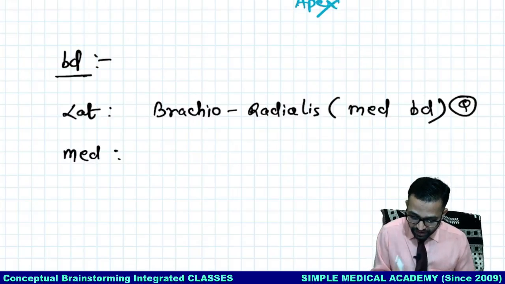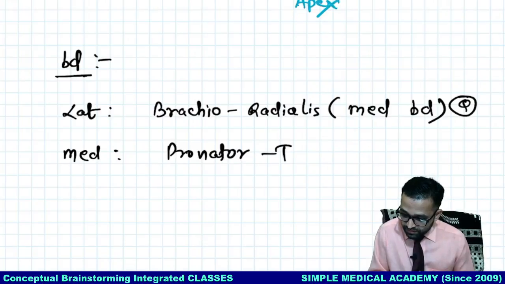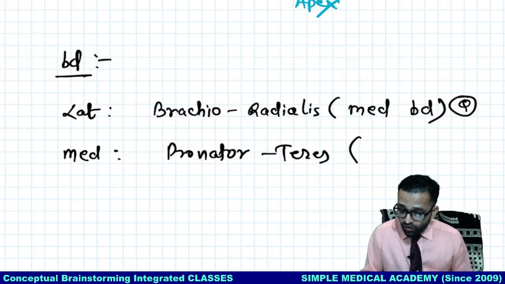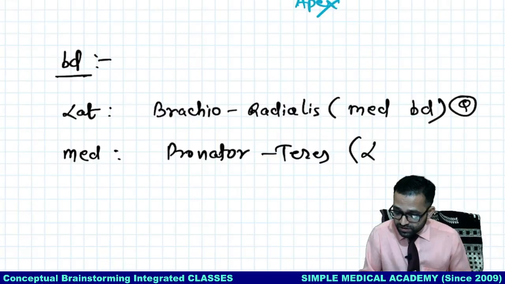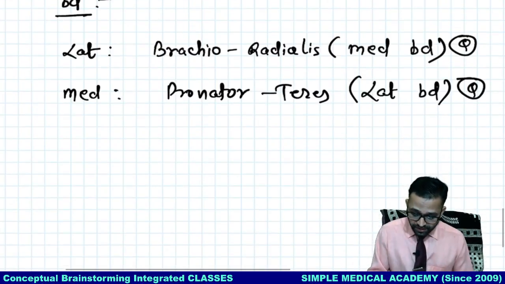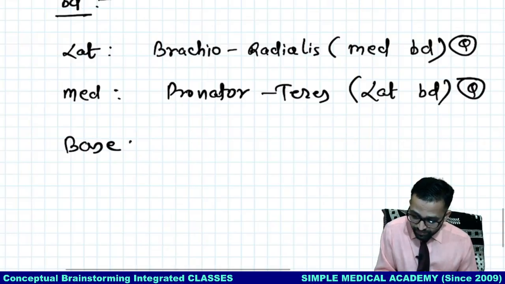Then medial boundary. It is formed by which muscle? You have seen, the pronator teres. Which border? Lateral side of the pronator teres. That's why you will say lateral border. MCQ. Very important question.